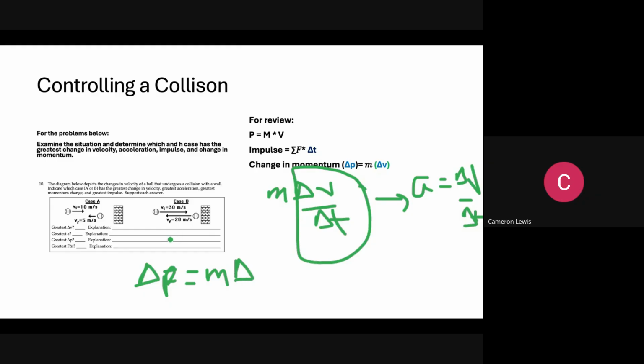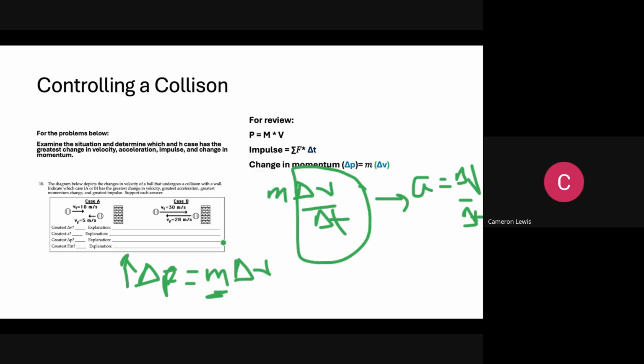Now, what does that mean? If the ball is used in both scenarios, that means the mass is the same. So we can say the mass is consistent. So which would determine if we have the greater change in momentum, if the mass is the same? Whichever one has a greater change in velocity. Between A and B, which one has the greatest change of velocity? B. So because B has the greatest change of velocity, B will have the greatest change of momentum, with the balls being consistent.